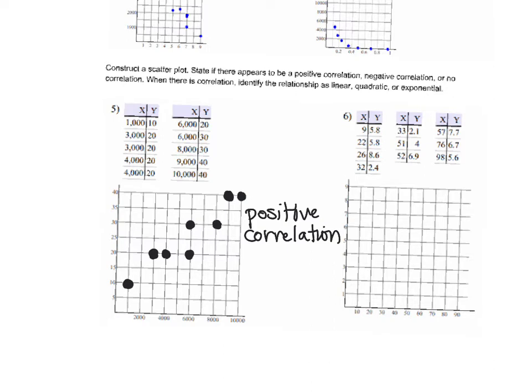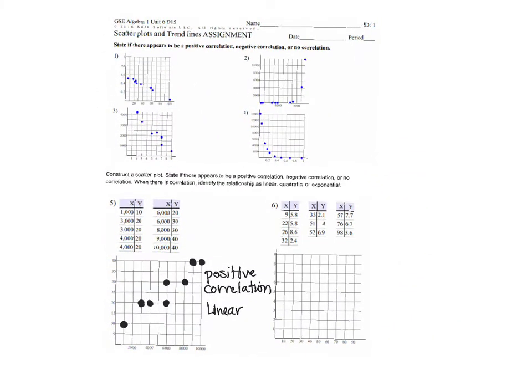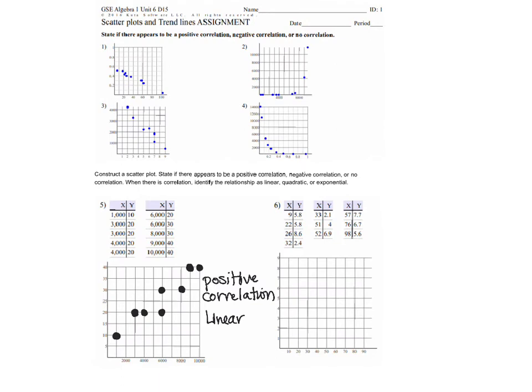And then when there's correlation, identify the relationship as linear, quadratic, or exponential. So if I'm looking at this based on my options, if there's no curve here, I would say this is linear correlation. If you look back up at the top, you can see what some exponential correlations look like, because I would say honestly that 3 and 4 are both exponential.